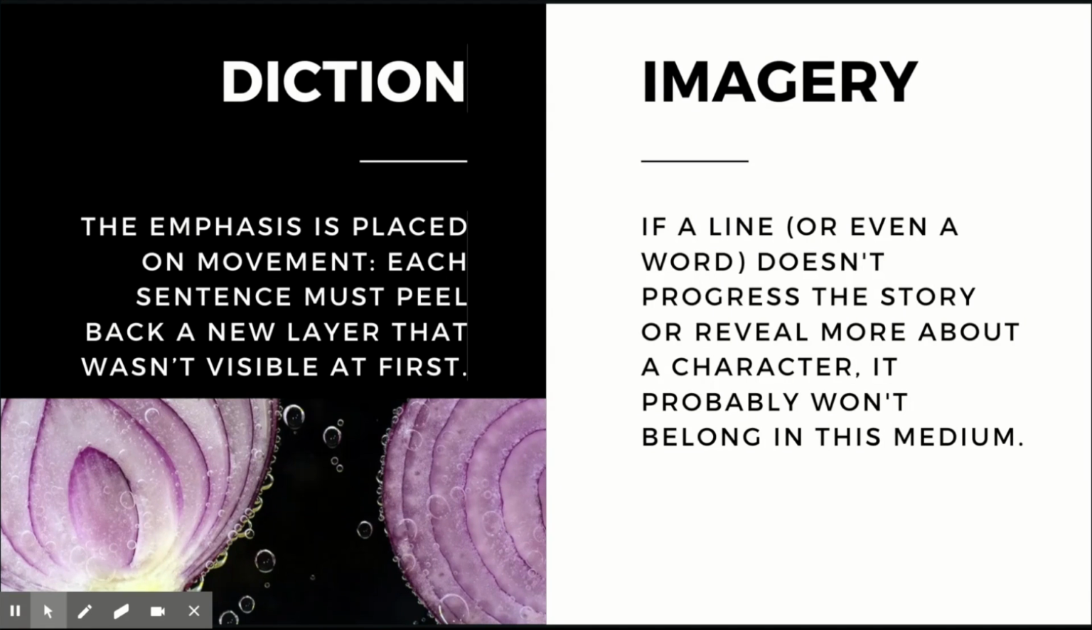If a line or even a word doesn't progress the story or reveal more about a character, it probably won't belong in this medium. Now, the next slide I want to prepare you, it's a 3-word title, but only a 4-word story written by Joyce Carol Oates. And I think it's brilliant because I don't think she could have done it any other way.